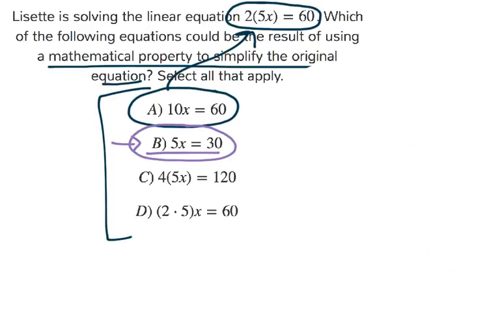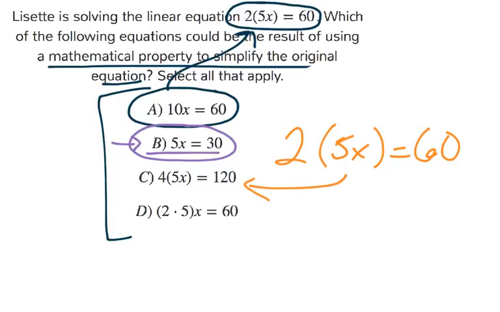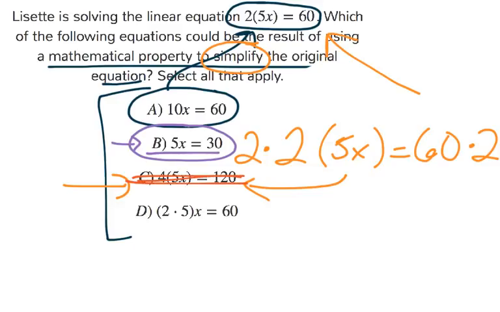B is also correct. C is a little tricky because, let's say I take my original, 2 times 5x equals 60. I could actually get from this equation to this equation by multiplying both sides of the equation by 2, but it's not any simpler. And part of the reason we use these mathematical properties is to simplify equations. This is actually more complicated than the original, so we're not going to count it as a correct answer. So I'm crossing off C.